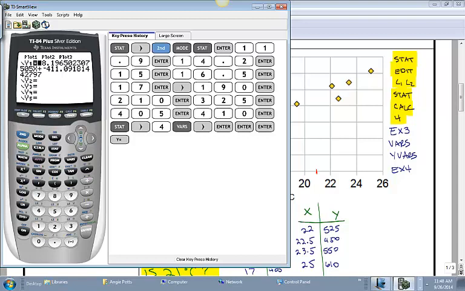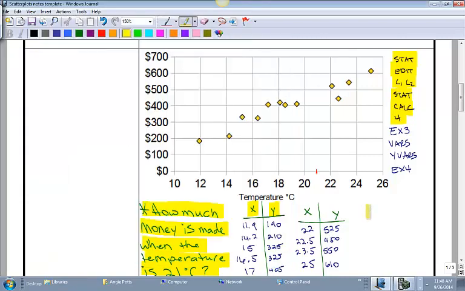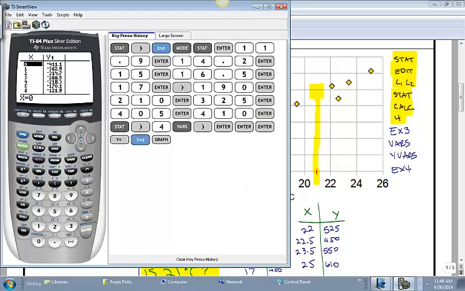So we don't even really care about that because I can go to the table now and answer my question. It asked me, come back over here, how much money is made, so what's the y value when the temperature or the x value is 21? I already know in my head it's going to be somewhere in here. So all I have to do is come back to my table and scroll to the appropriate x value, pick up the amount of money that we've made, and there's the answer to my question.